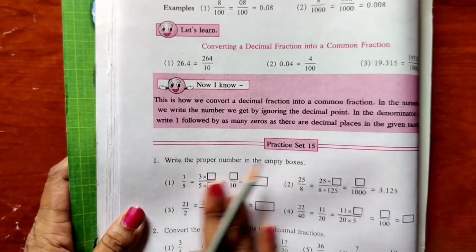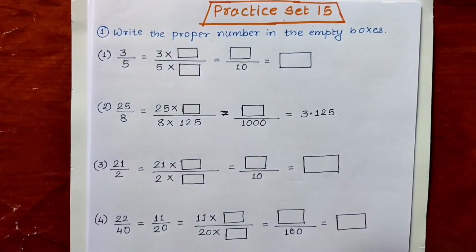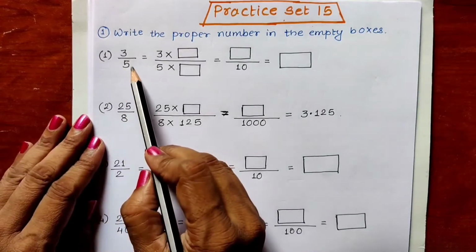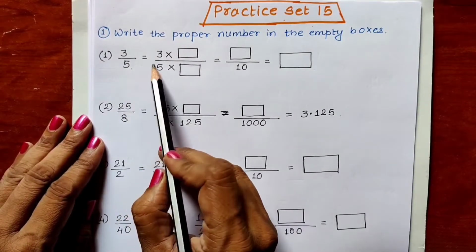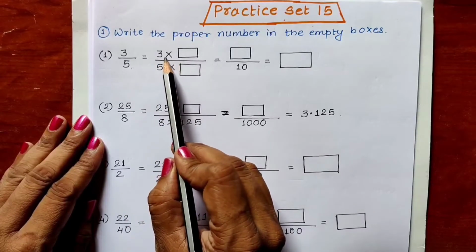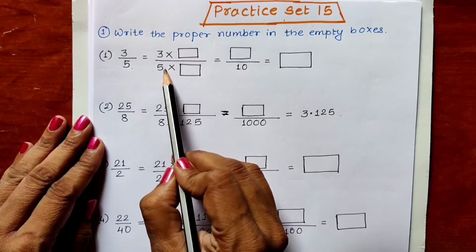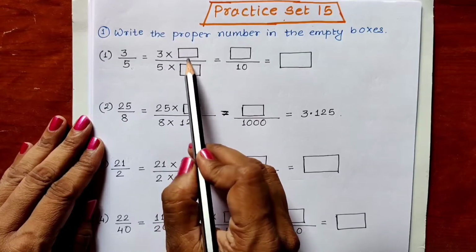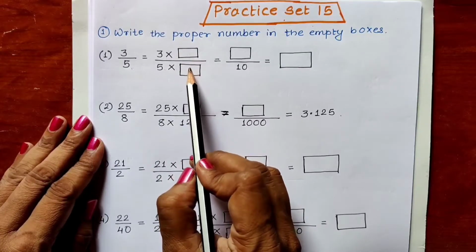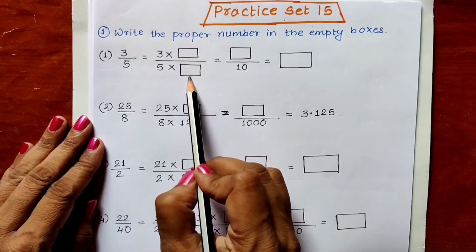So I have written all these questions as it is on my page. We will be solving on the page. Now let us look at the first sum. 3 upon 5 is equal to. This is the first step, we can say 3 upon 5 is the question. Then from it, the second step we have given 3 upon 5 multiplied by what? Okay, we have to put the numbers in these boxes.